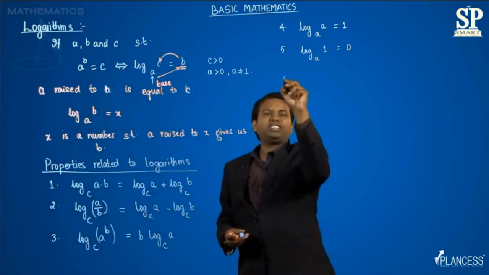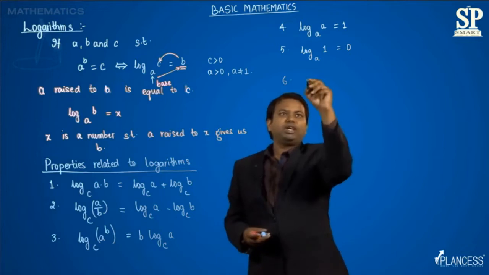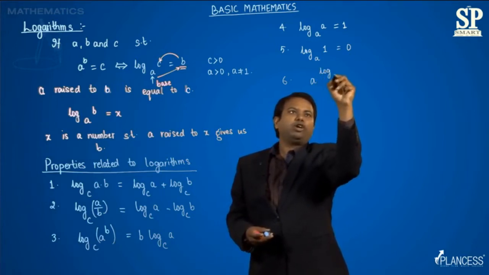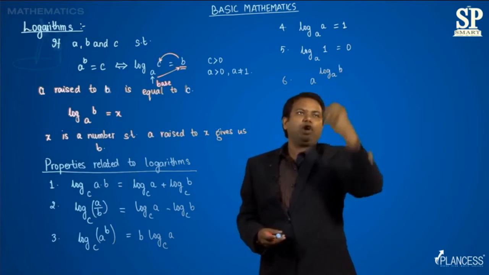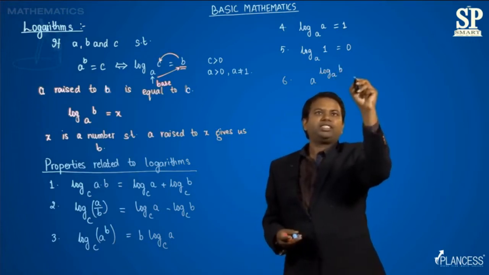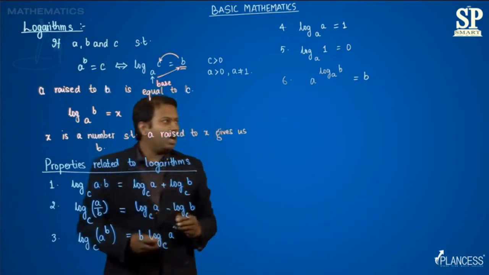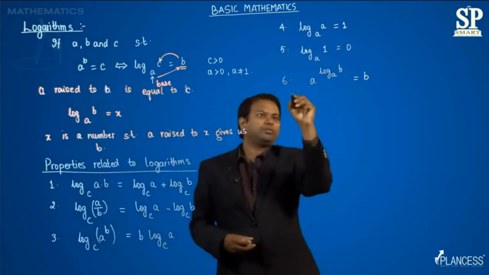Now there is another, sixth property, which says A to the power log B base A is simply equal to B. You can prove this easily. How? Let us try to understand.